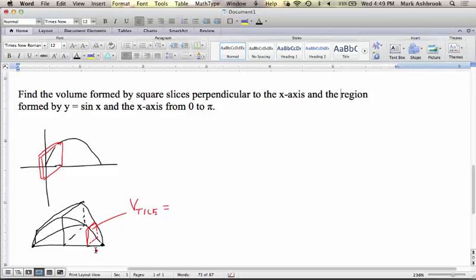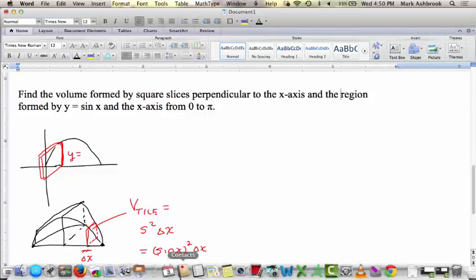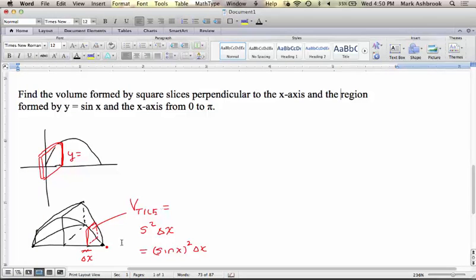Side length squared times height. What's the height? Height is going to be delta x. So we're going to have side length squared delta x is the volume of one of those tiles. Because it's a square by a little thickness, right? So what is the length of our side length? What is our side length determined by? Yeah, it's going to be that dimension right there, which is y, which is sine of x. So we're going to have sine x squared delta x.